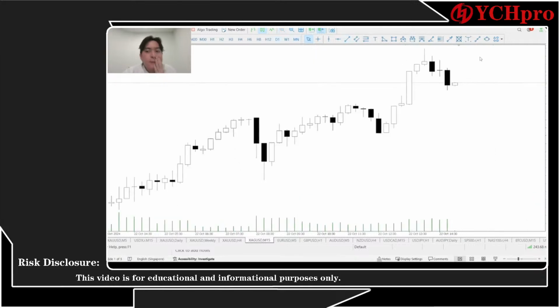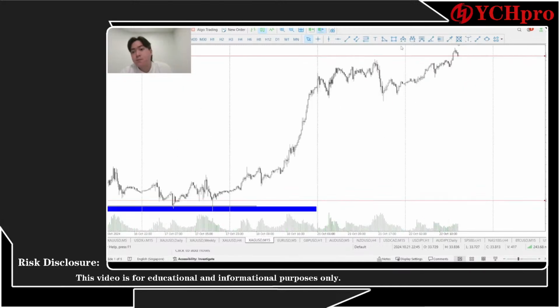Price has been reaching through this fair value gap. And this one is really a really good one. A little bit risky, to be honest. I think I will wait for it.